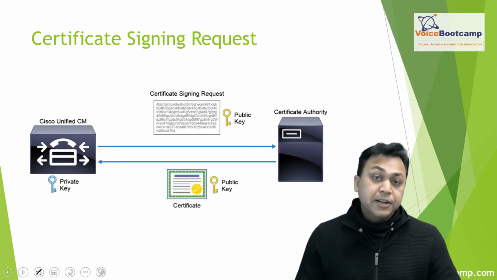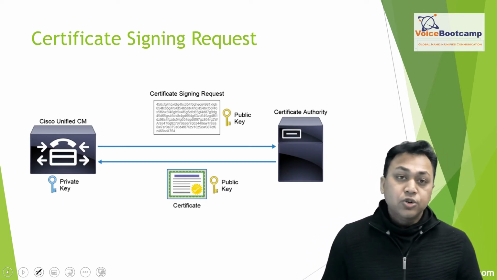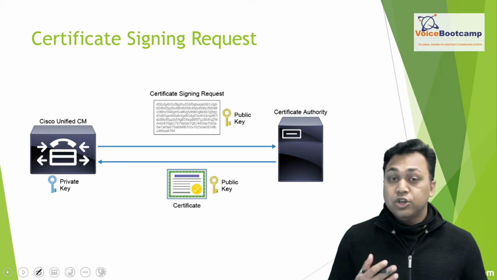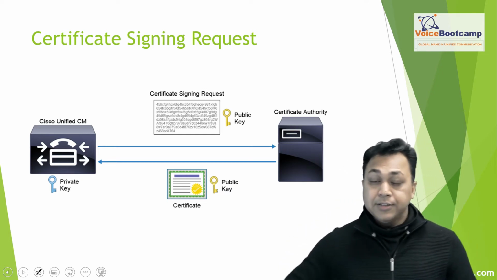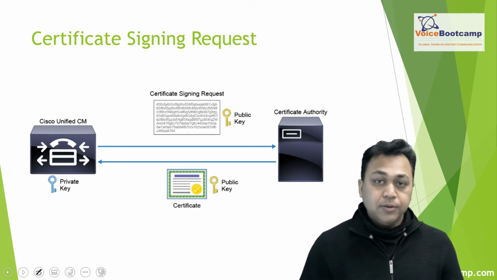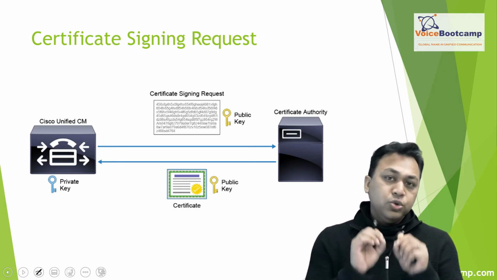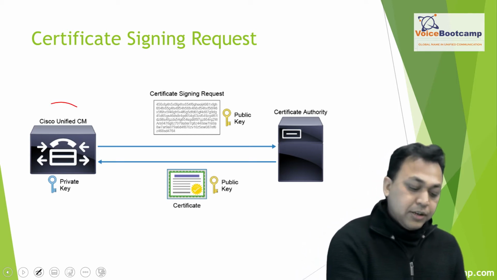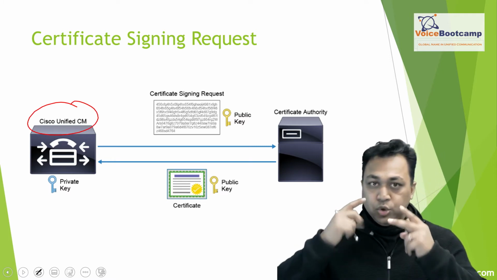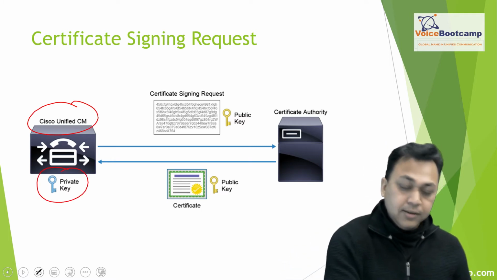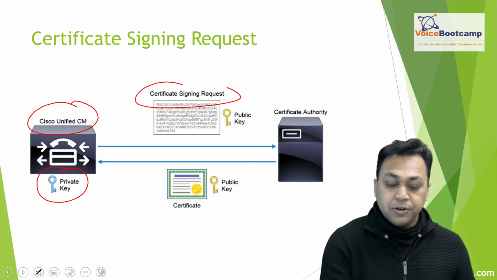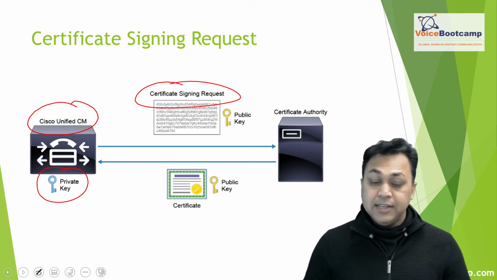So, certificate signing requests. One of the first things that you're going to do in your call manager is generate a certificate request, as if you're purchasing a certificate. When you generate the request, call manager is going to create two files. One is called the private key, and one is called the certificate signing request, or CSR.